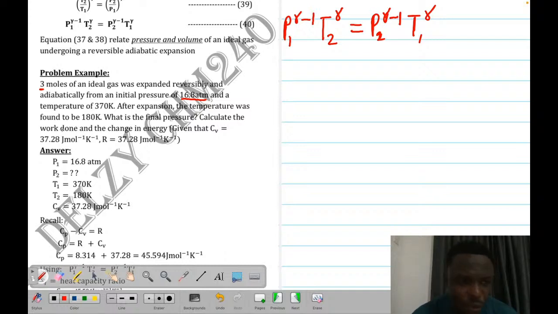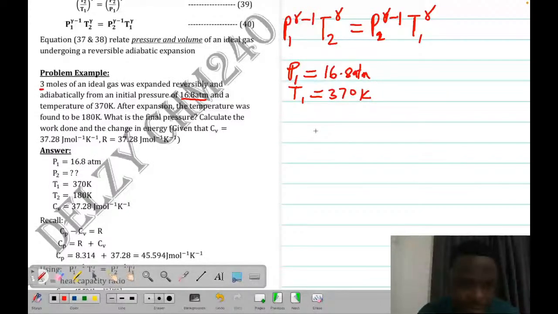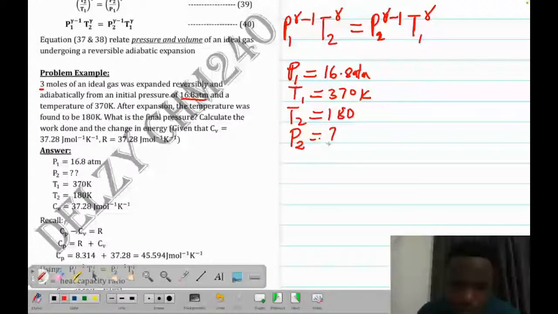Now, first and foremost, they said something expanded reversibly and adiabatically from an initial pressure. Now, they gave me pressure. If you notice, I'm checking out what is related. They gave me pressure, P1, and temperature of 70 Kelvin. They said after expansion, it was found to be pressure. Let me confirm to be sure that was the same question they asked us.